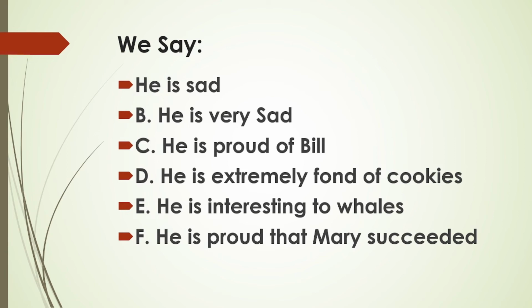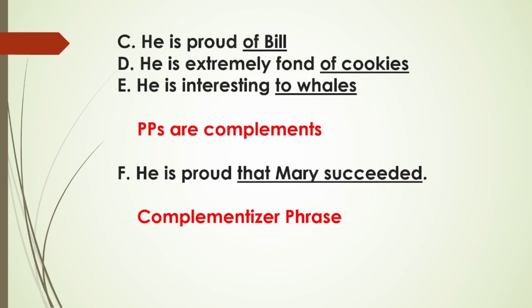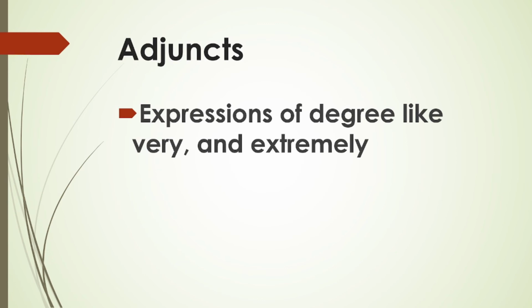So we will assume that the prepositional phrases in the sentences "he is proud of Bill", "he is extremely fond of cookies", and "he is interesting to Wales" are complements, as is the complementizer phrase in "he is proud that Mary succeeded", and that we will take expressions of degree like "very" and "extremely" to be adjuncts.